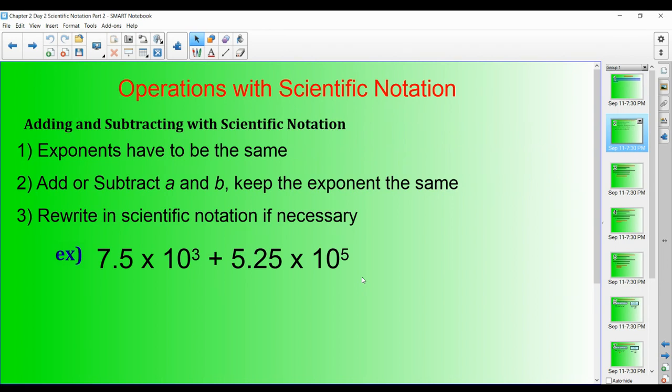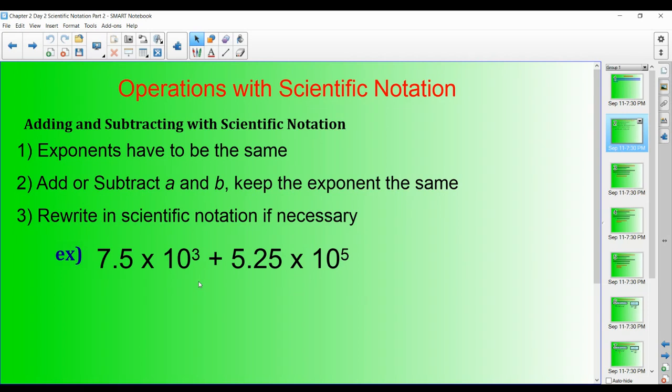Okay, this actually is going to be slightly more complicated than multiplying and dividing because the first step is the exponents have to be the same. If not, we've got to rewrite one and take it out of scientific notation, and then we can follow along with step 2, which says add or subtract the first part while keeping the exponent the same. And then we may have to reconvert back into scientific notation since we already brought it out.